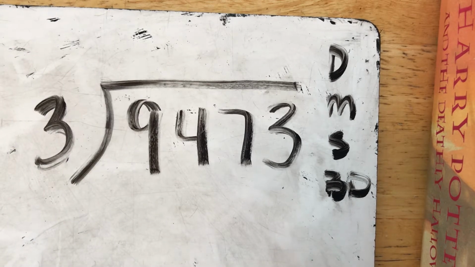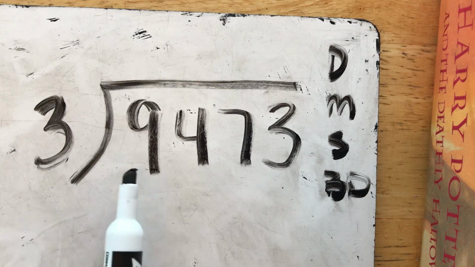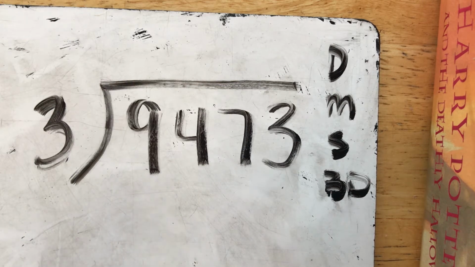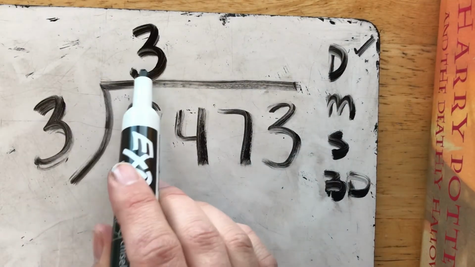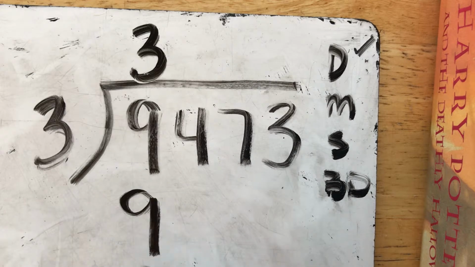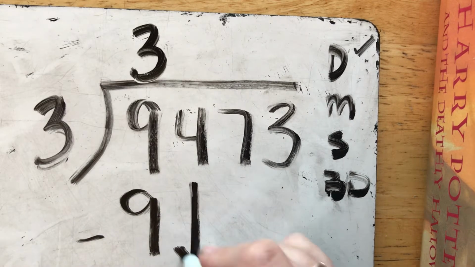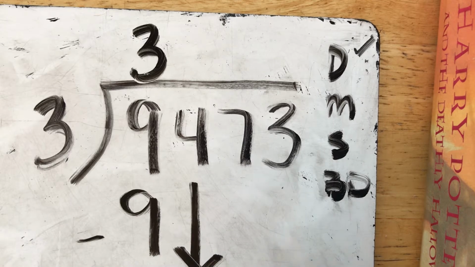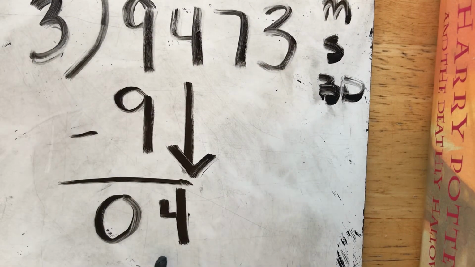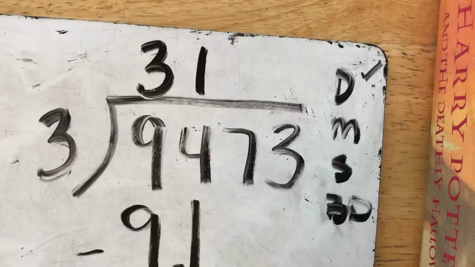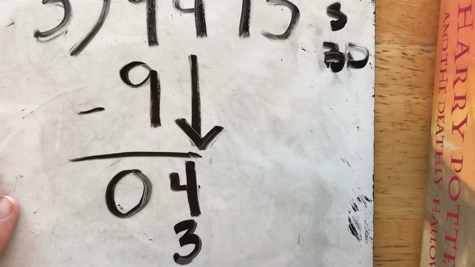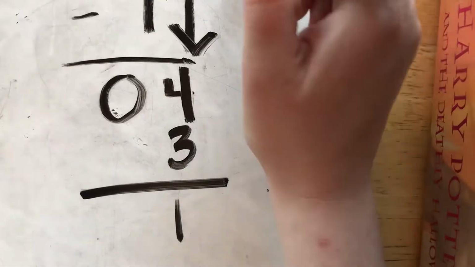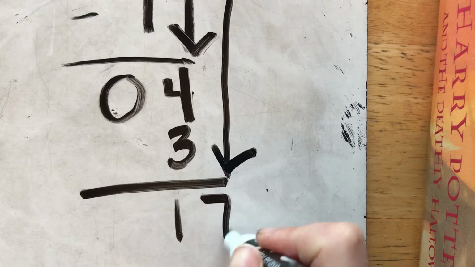Use my markers. All right, so 3 can go into 9 3 times because 3 times 3 is 9. So I have now divided. Multiplying, 3 times 3 is 9. Subtract and bring down. 3 can go into 4 1 time because 3 times 1 is 3. So I put 1 up above the 4. 1 times 3 is 3. Subtract and then bring my 7 all the way down.